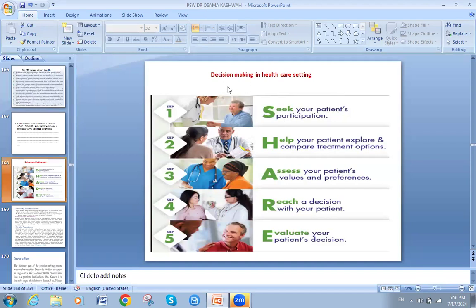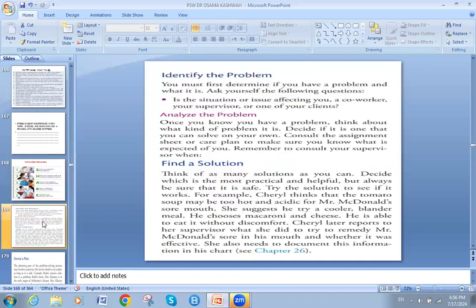First of all, in the decision-making steps in healthcare, we have to analyze the problem and know what are the components of the problem and what leads to this problem. So seek your patient's participation first, help your patients explore and compare treatment options. So you help him in the treatment options, assess each one of these options, and then you will choose a decision. Then after that, you will try to see whether this decision is right or wrong.